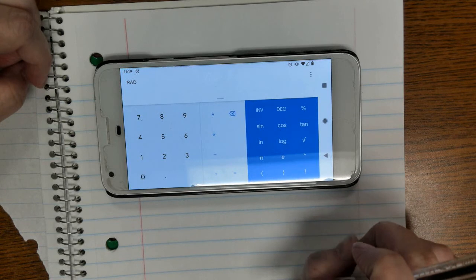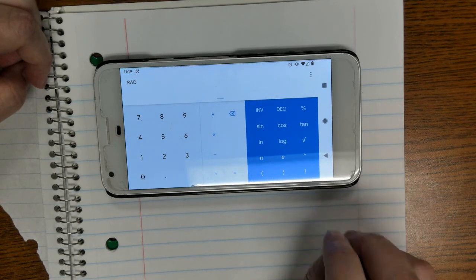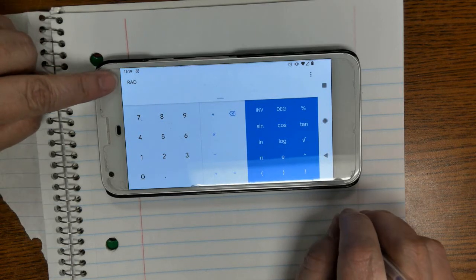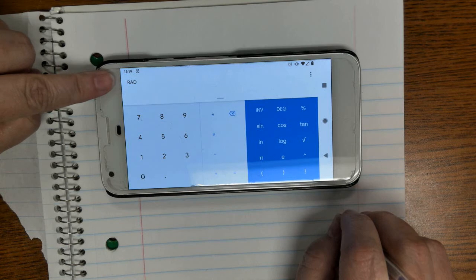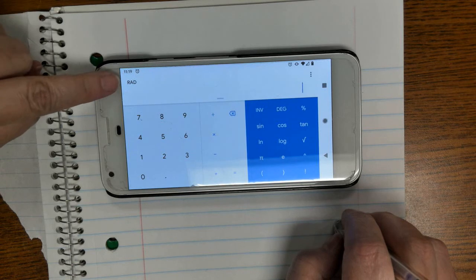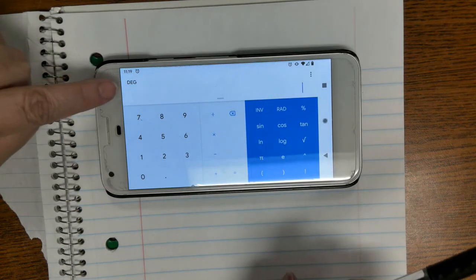We are going to use radians next unit. But to do trig, it has to be in degree. So if I started typing in trig right now with it saying radian, I'm going to get all the wrong answers. It'll give me answers, and I might not even notice that I'm in the wrong mode. But if I'm not in degree mode, every answer will be wrong. So it has to say degree.